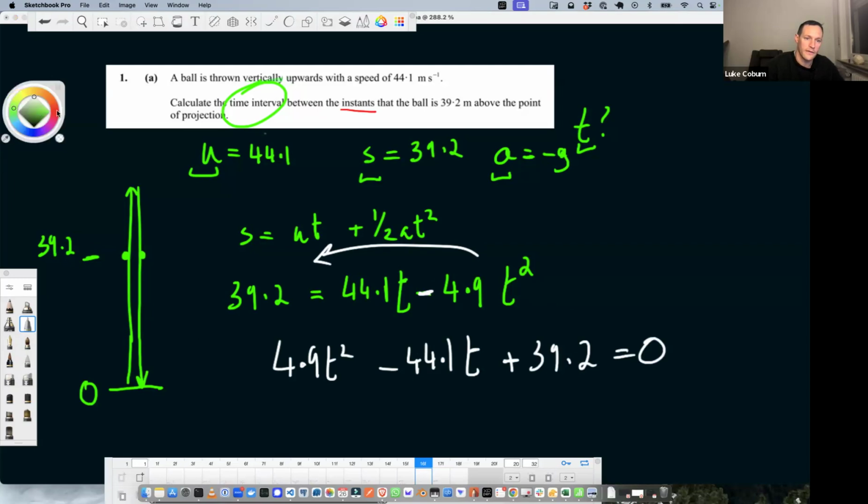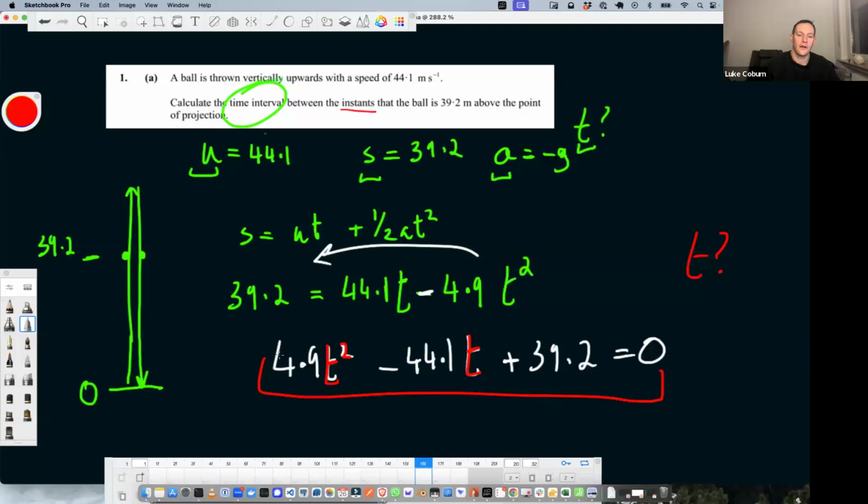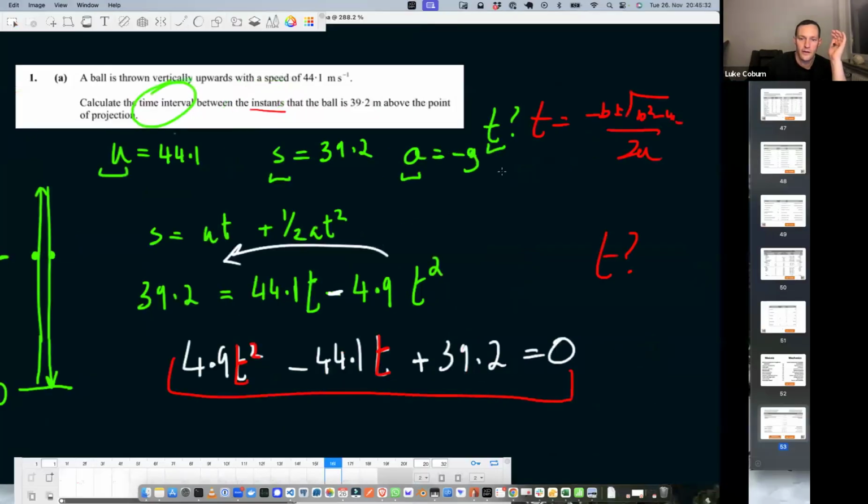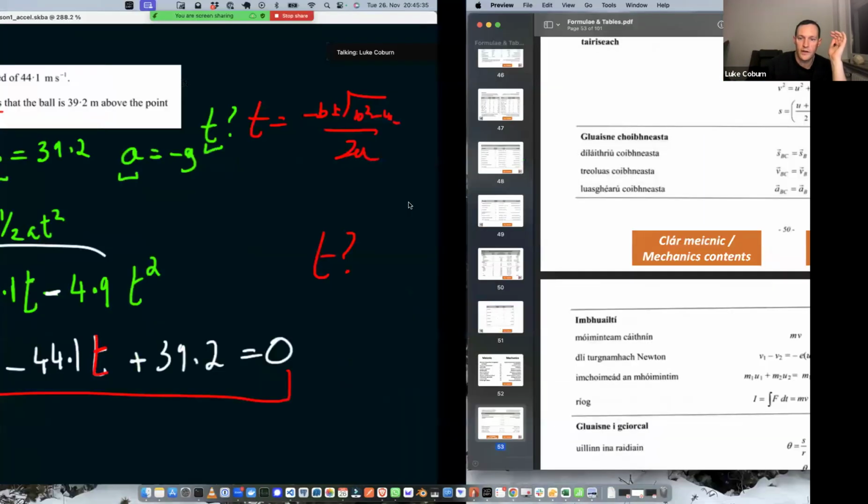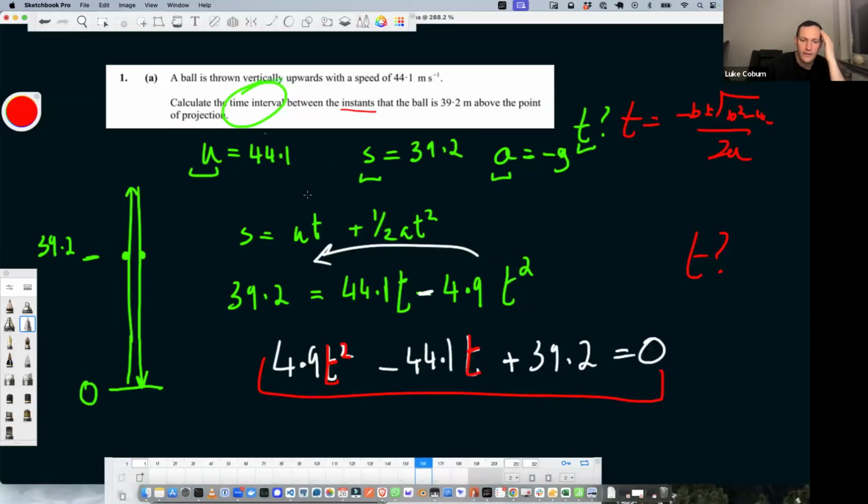I think you can probably tell what I'm going to point out. There is only one unknown in this, so we can solve it. The unknown is T, however it's a quadratic equation, and it's not one we're going to be able to factorize. So we're going to have to use the quadratic formula. T is equal to minus B plus or minus the square root of B squared minus 4AC, over 2A, a formula which, by the way, is here somewhere, that you don't have to remember. My A is equal to 4.9, my B is equal to minus 44.1, and my C is equal to 39.2.